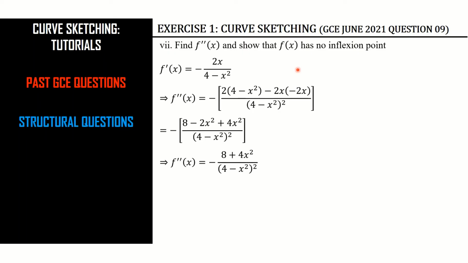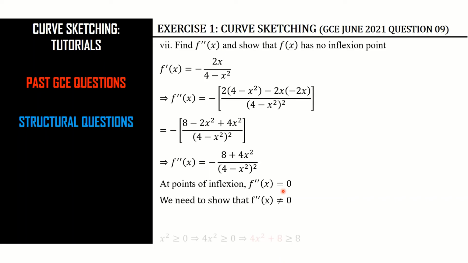Now the second part is asking us to show that there is no point of inflection. But what happens at the point of inflection? At the point of inflection, the second derivative is equal to 0. So to show that there is no point of inflection, we just need to show that that second derivative can never be equal to 0.